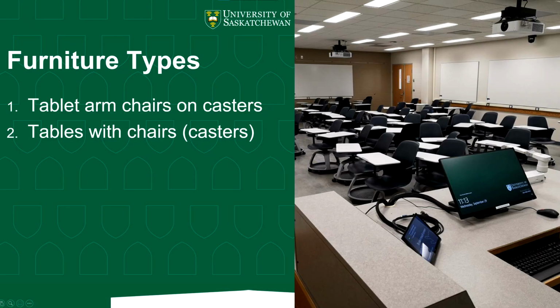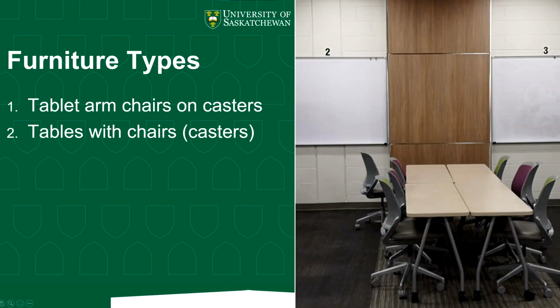First off, I want to point out the furniture types within these flexible rooms. You're typically going to either find tablet armchairs on casters, or you're going to find tables with chairs, and in those rooms, either the tables are on casters, the chairs are on casters, or both. You can see in this image, we have a classroom with these new tablet armchairs where the students have a nice large tablet surface and there are multiple wheels around the bottom of the chair, which allows it to move around very easily. In this image, you can see the tables and chairs on casters.